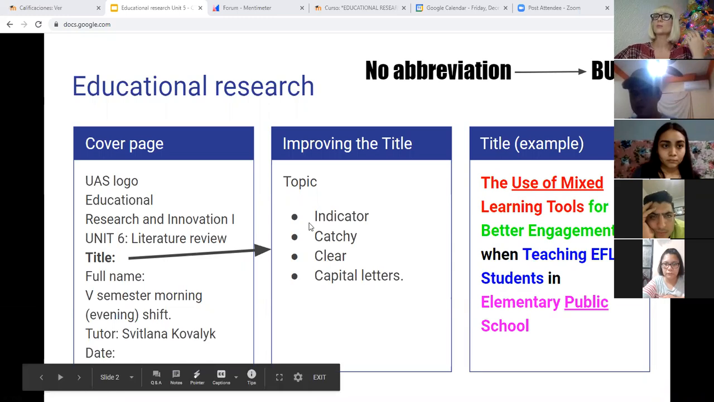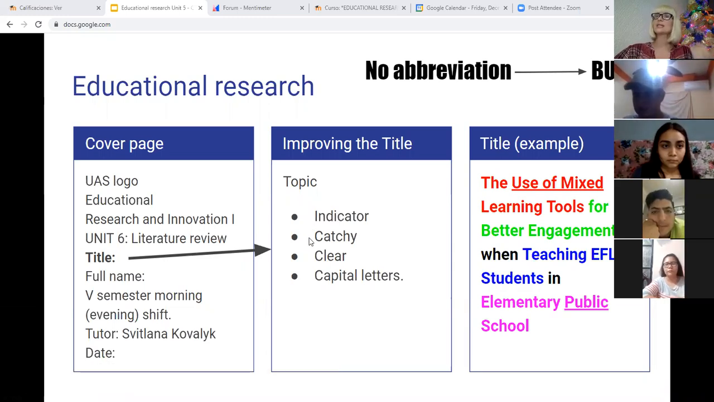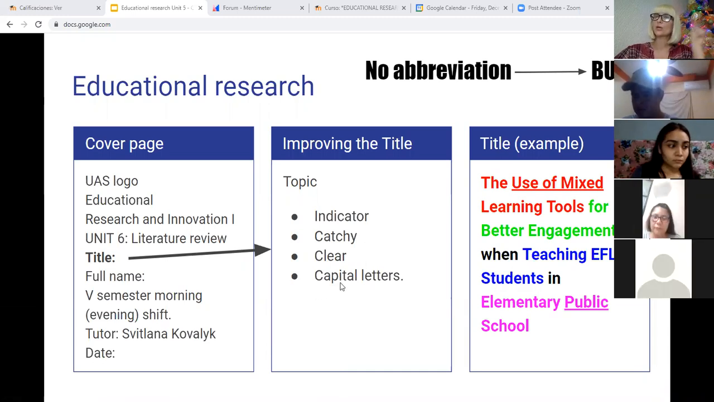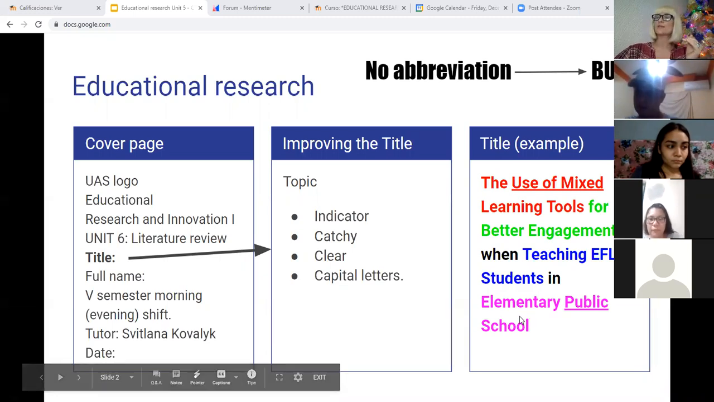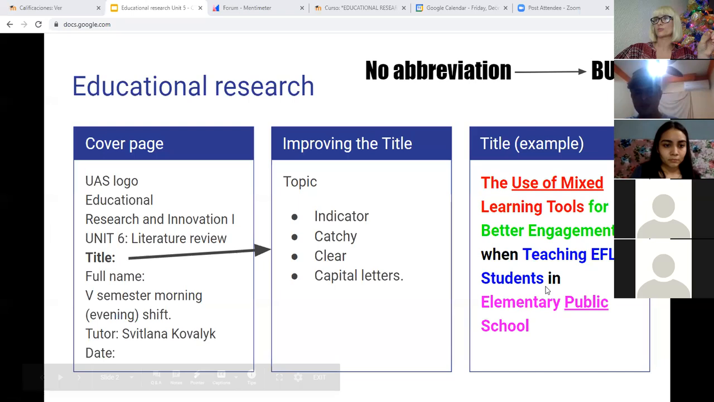So my topic, you already have a working topic, but you need to make it catchy and clear. Remember, there is a section about where to use capital letters. You can see it as an example. All content words will have capital letters, like nouns, verbs, adjectives, adverbs, except prepositions. So these words are not important and they are lowercase, right?